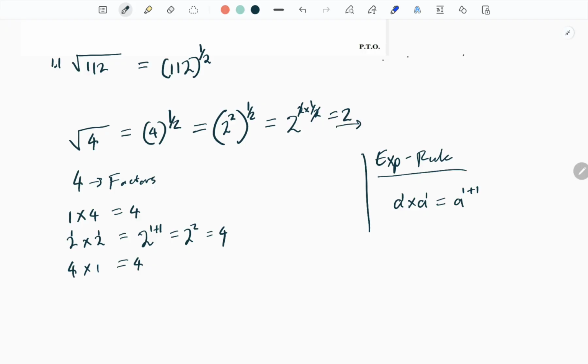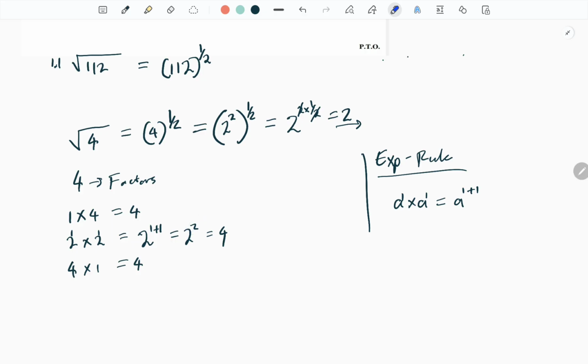So look at your calculator: the square root of 4 is 2. So that means 4 is a perfect square, because 2 times 2 is 4. Again, because of 2 times 2, we can say 2 to the power 1 plus 1, which is 2 to the power 2.